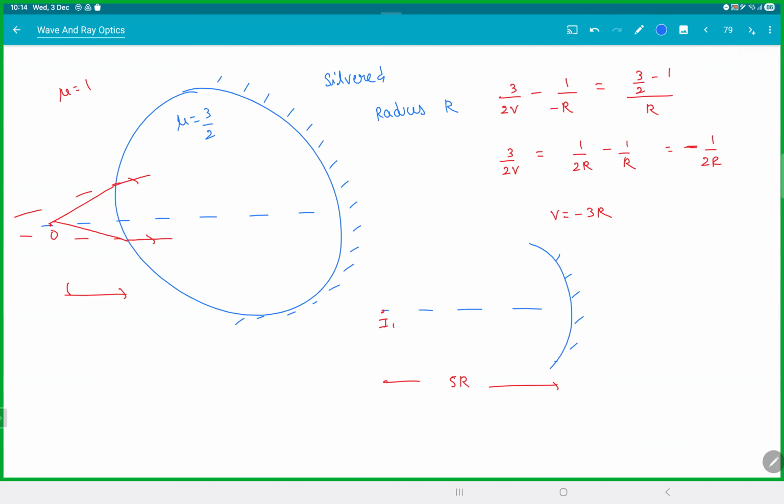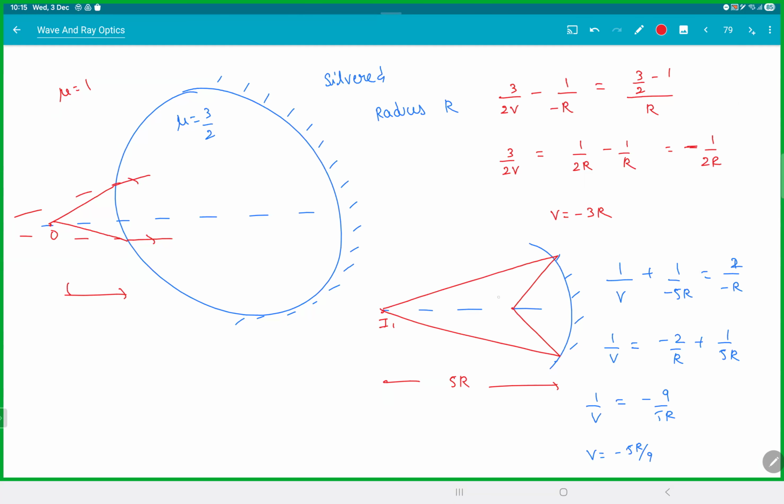Now use the mirror formula. 1 by v plus 1 by u is equal to, it's a concave mirror, 1 by minus r by 2. This will be minus 2 by r plus 1 by 5r. Numbers are bad. This will be minus 10 by 5r plus 1 by 5r, that is minus 9 by 5r. The light rays will hit and the image will form here. This is your I2 and this is 5r by 9.